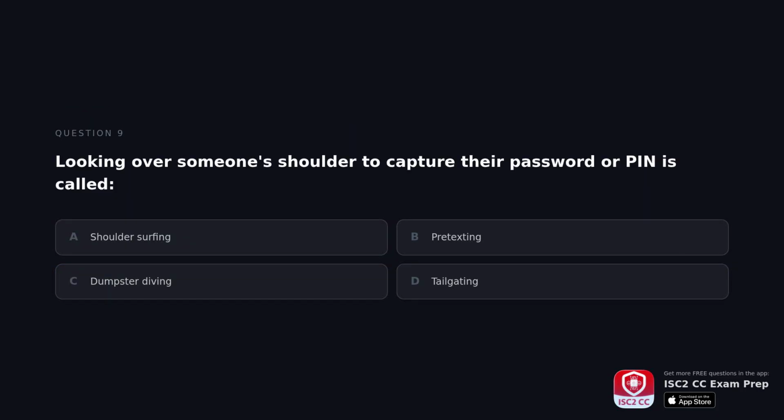Looking over someone's shoulder to capture their password or PIN is called: A. shoulder surfing, B. pretexting, C. dumpster diving, D. tailgating.